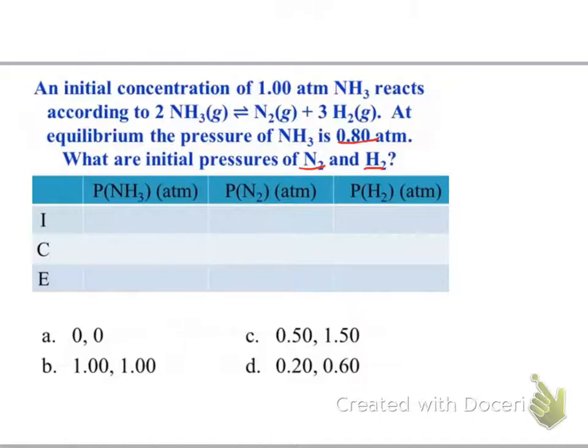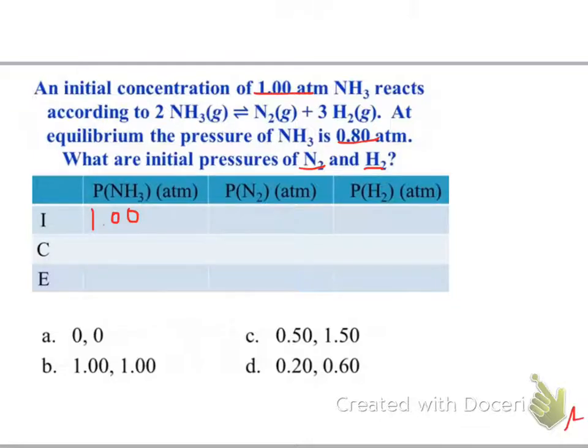So what I'm told is I'm starting with 1.00 atm of NH3. And if I'm starting with 1.00 atm of NH3, what are my initial concentrations of N2 and H2 going to be? So take a minute and answer that question, and we'll come back to it.